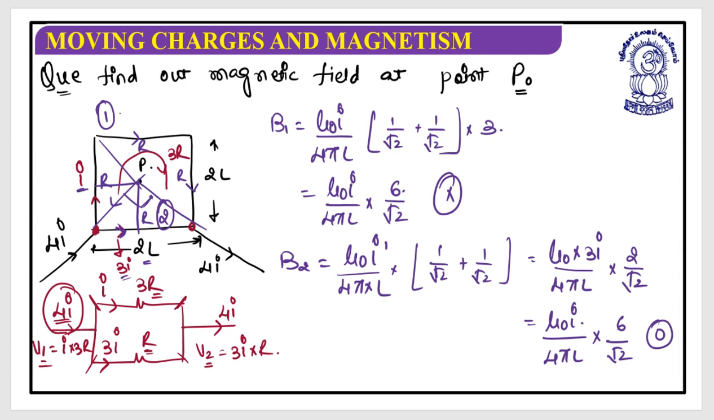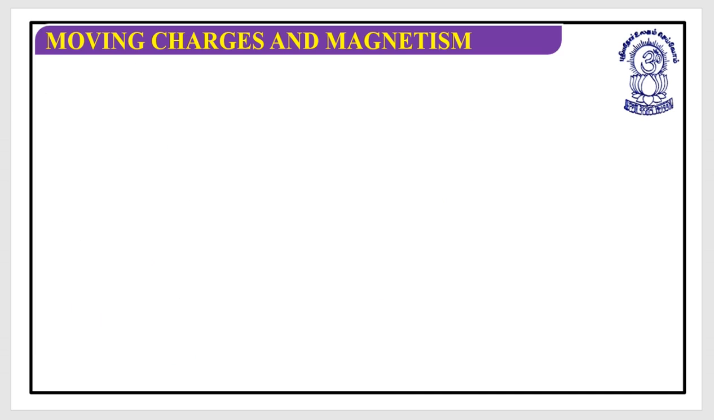Second thing, both have opposite directions. Yes, so both are the same in magnitude, but both are opposite in direction. So this B net could be written as B1 minus B2, and that would be equal to 0 because both are the same in magnitude. So is it clear? Are you sure? So let's summarize this. This is very easy.